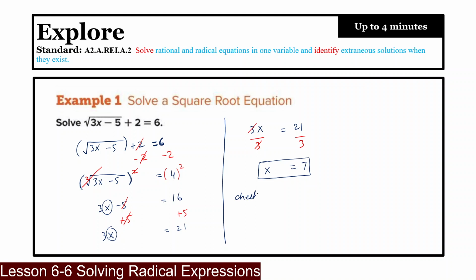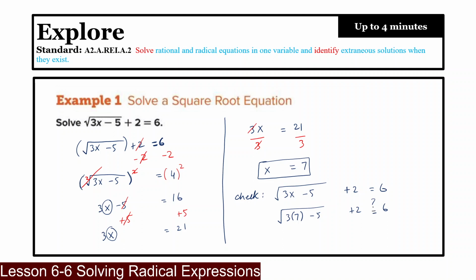I need to go and check. I need to make sure that I got it right. So I'm going to take my original equation, square root of 3x minus 5 plus 2 equals 6, and I'm going to plug in my 7. So I'm going to say square root of 3 times 7 minus 5, plus 2. Does it really equal 6? I'm going to put a question mark here.